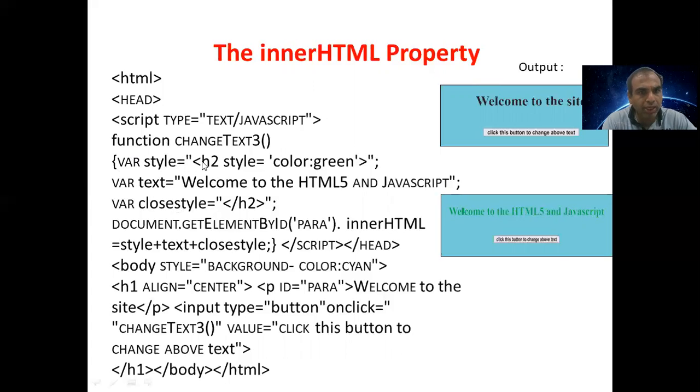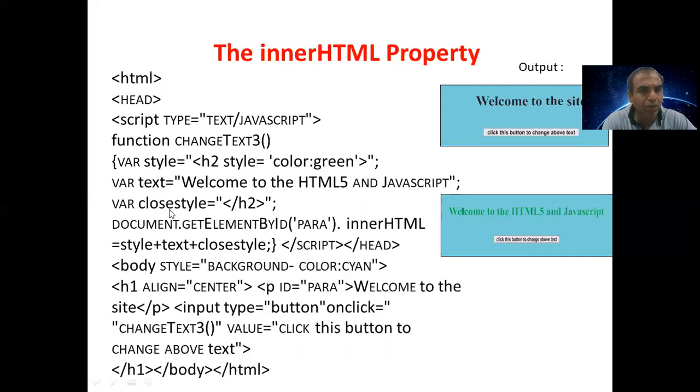In style they assign the h2 tag. H2 is an HTML tag, and inside that they declare the CSS. Style is equal to color colon green in single inverted commas. That means they declare heading 2 and also the CSS part, color green. Okay, so the text color is green. They store it in one variable, style. In the second variable, text, they declare the statement welcome to HTML5. This is normal content. And the third variable, close style, is equal to heading 2 close.